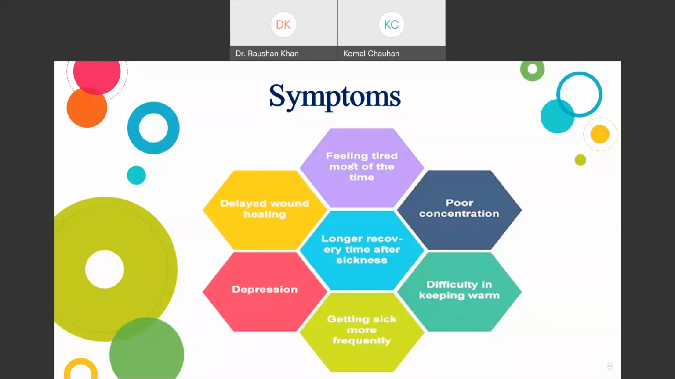Delayed wound healing due to the impaired immunity. If any wound is there, then the wound healing function is delayed due to malnutrition. Then longer recovery every time after sickness, because when you are sick, and in case you are malnourished, your body is not properly able to absorb all the nutrients given to it. So yes, the recovery process is delayed in malnourished children.